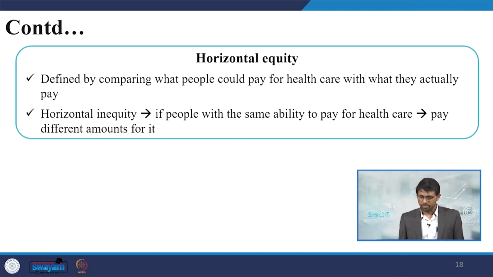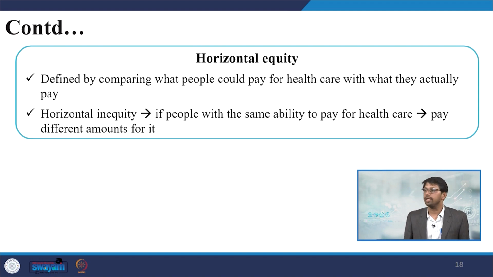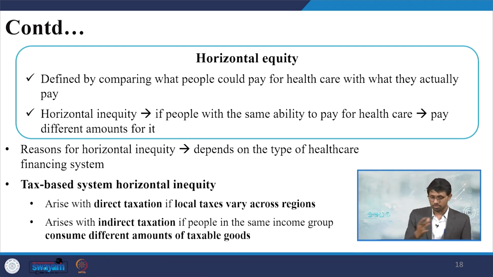So far as horizontal equity is concerned, it is defined by comparing what people could pay for healthcare with what they actually pay. In case of horizontal inequity, if people with the same ability to pay for healthcare pay different amounts for it, then it is called inequity. Horizontally they are capable of paying equally but actually paying differently, and that is therefore called horizontal inequity.